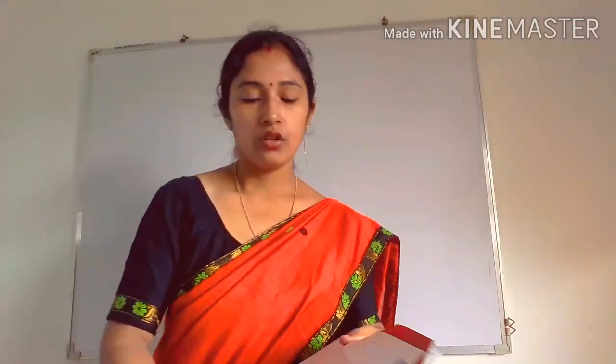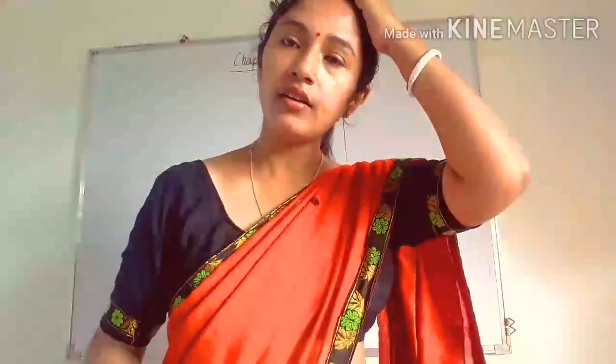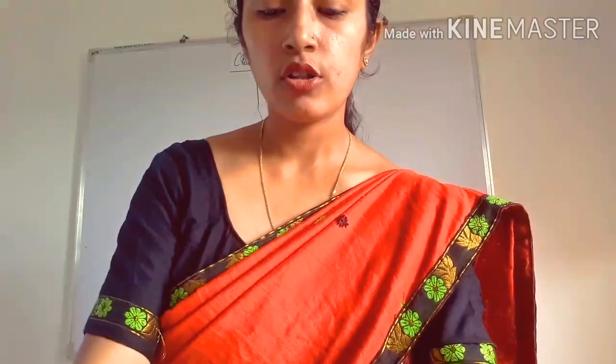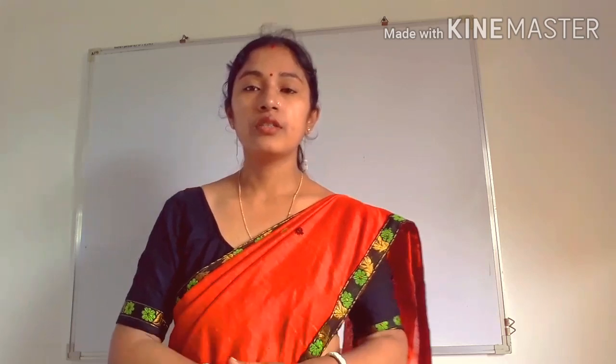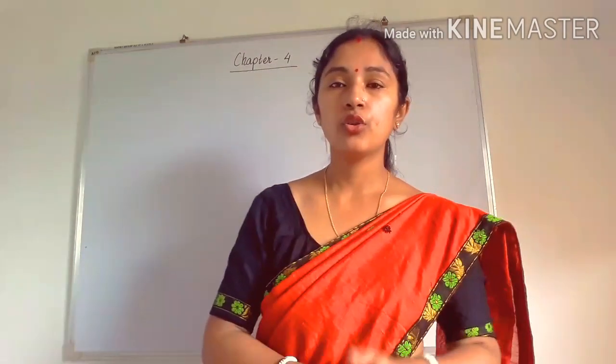Cube roots. So already we have studied about squares and square roots. So what happened in that one? You have to multiply a number with itself 2 times to get a square number. Like that we have also studied about square roots. So now in this chapter we have to study about cube roots. So what happened in cube and cube roots?